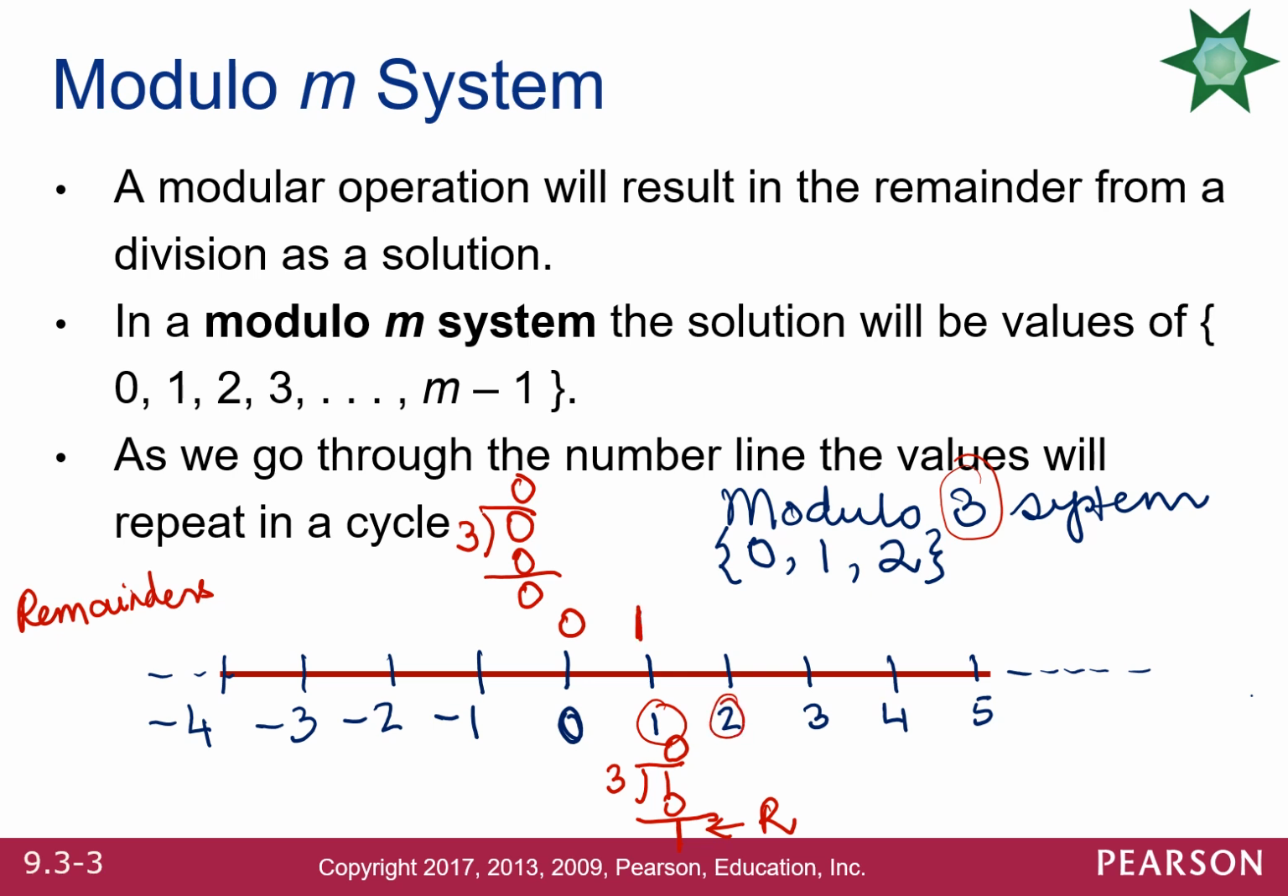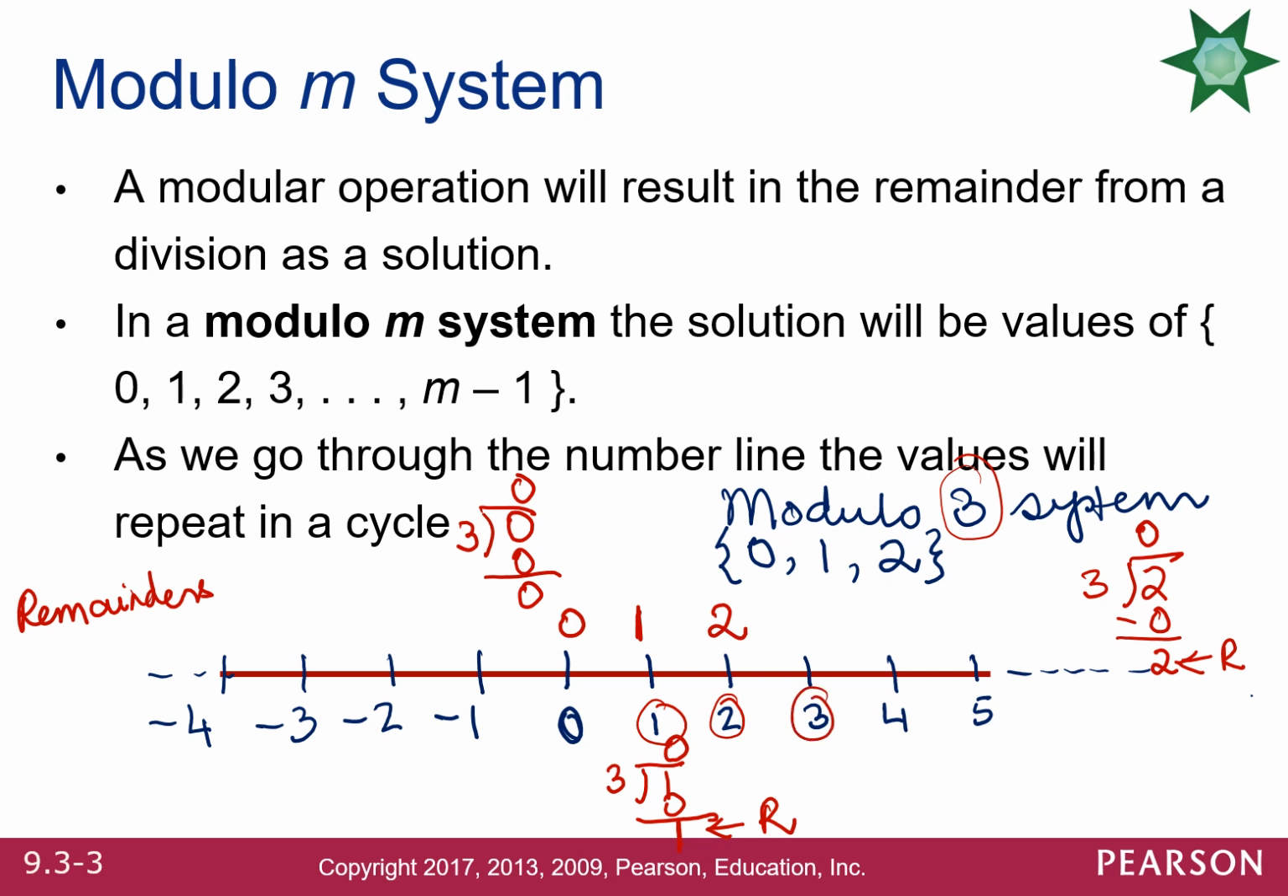Now we'll take the 2 and divide it. So let's work it here. 2 divided by 3. Again, 3 goes into 2 0 times. Record the 0 as the quotient. 3 times 0 is 0. What is the remainder? Remainder is 2. All right, so I'm going to record the remainder here, 2.